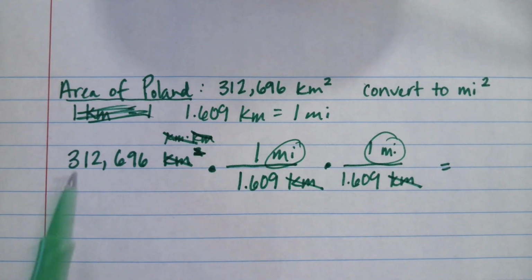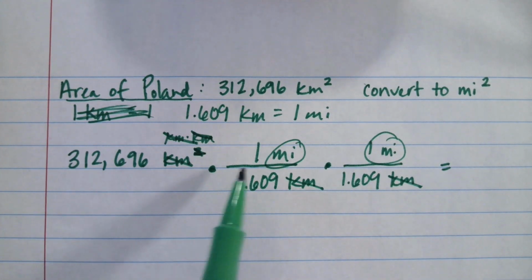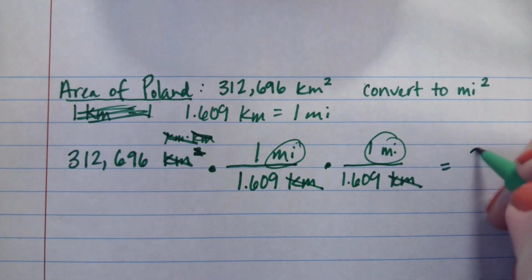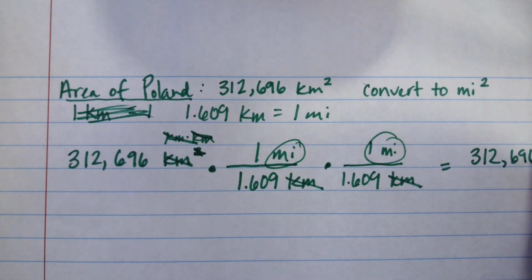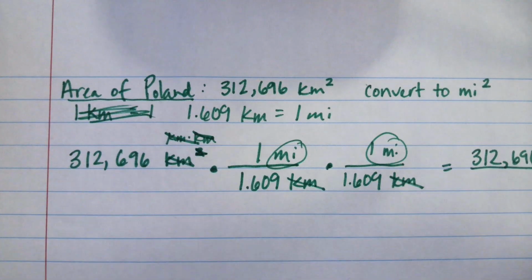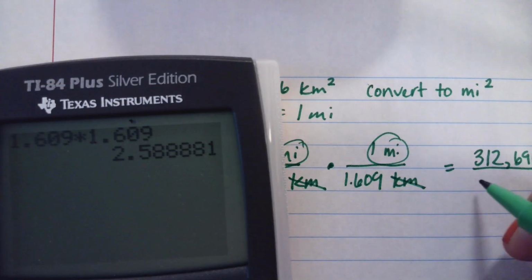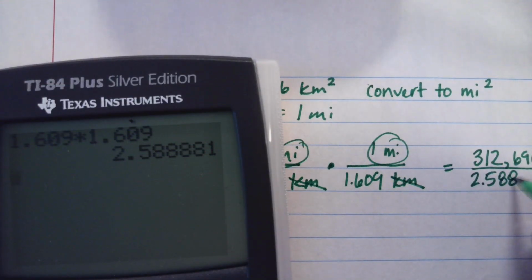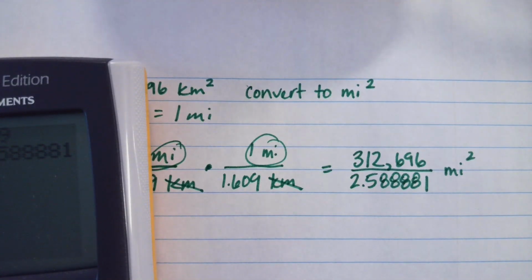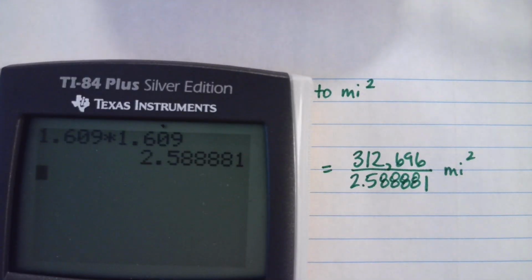All right, and now let's do the math. I've got this 312,696 times 1 times 1, so we'll keep that there, 312,696. And then on the bottom, I'm going to do 1.609 times 1.609. And it gives me 2.588881, which I'm just going to keep the whole thing, 2.588881.